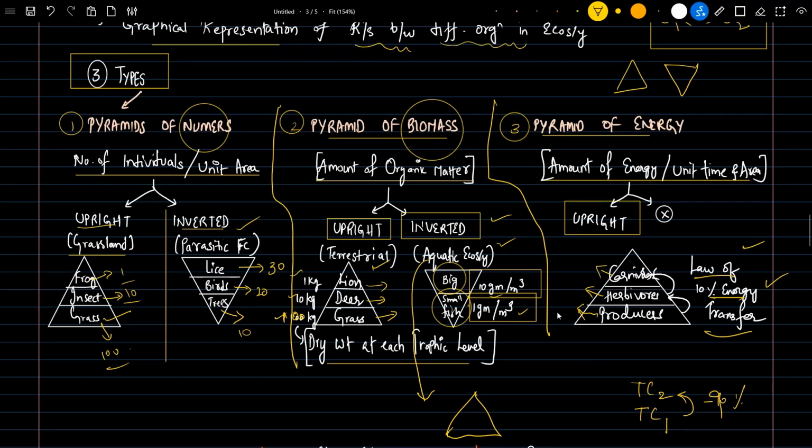So here let's say 100 units. Here 90 percent loss means only 10 units will be transferred here. Here 90 percent loss means only one unit will be transferred here. So this is the pyramid of energy. It can only be upright. So this is the major difference between all three.